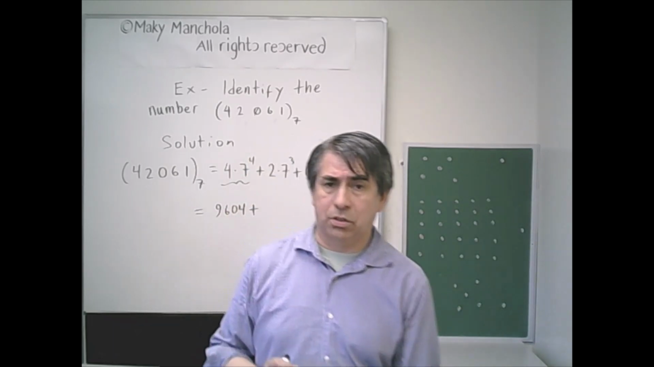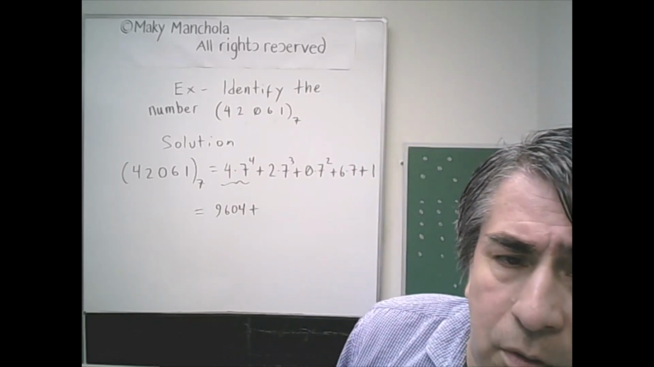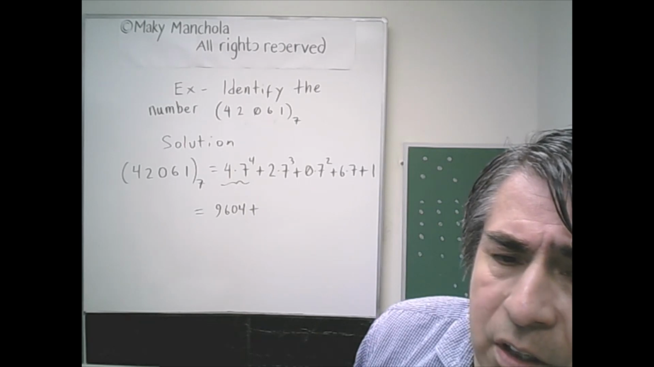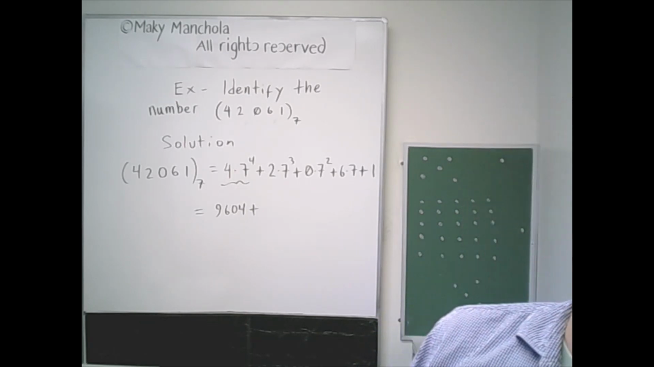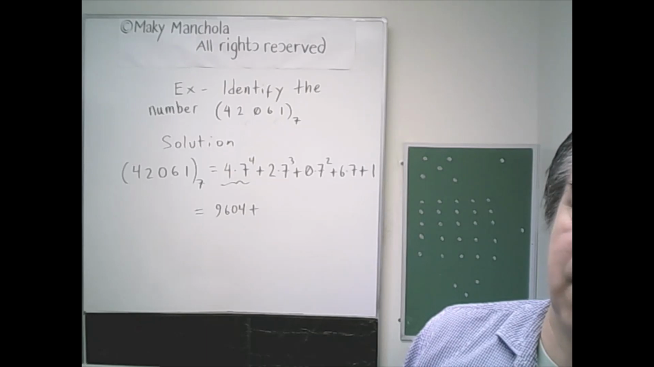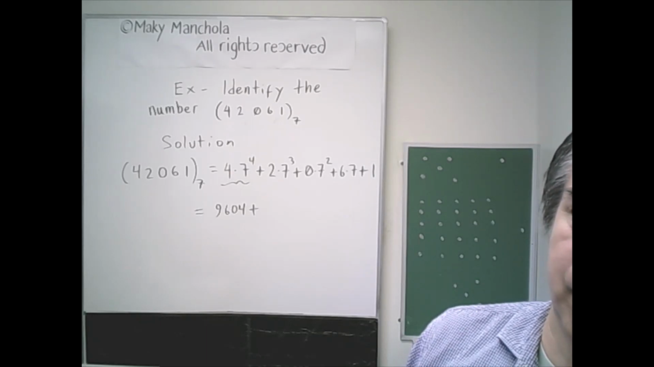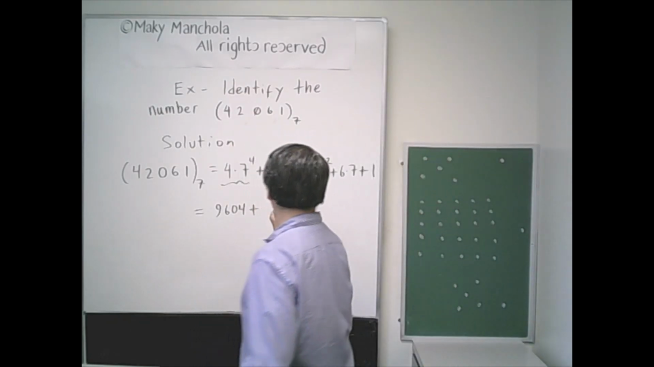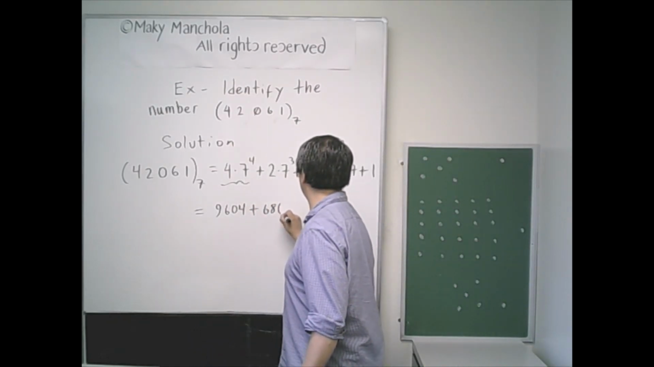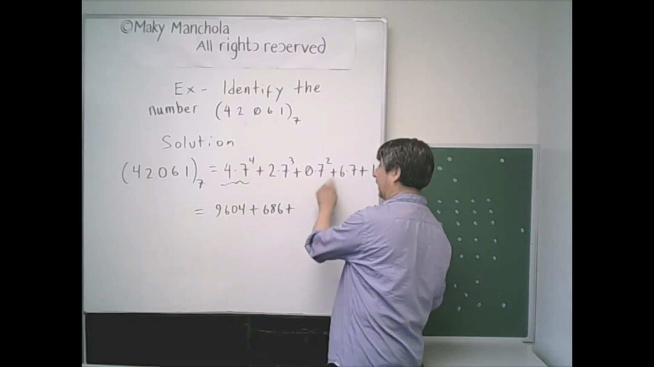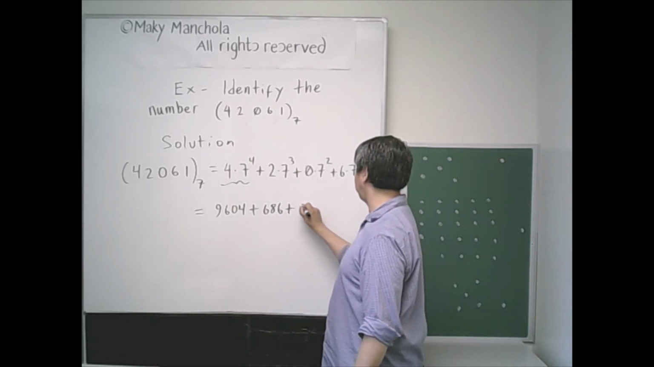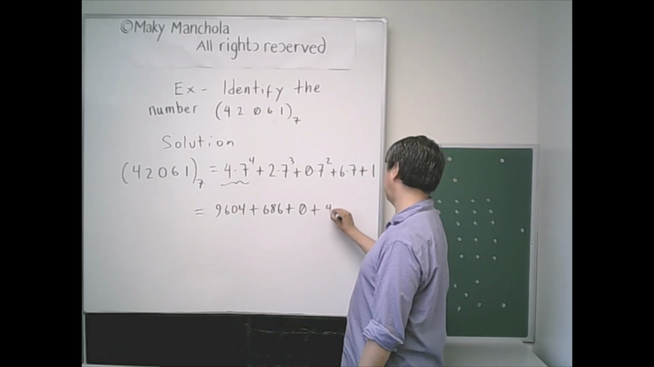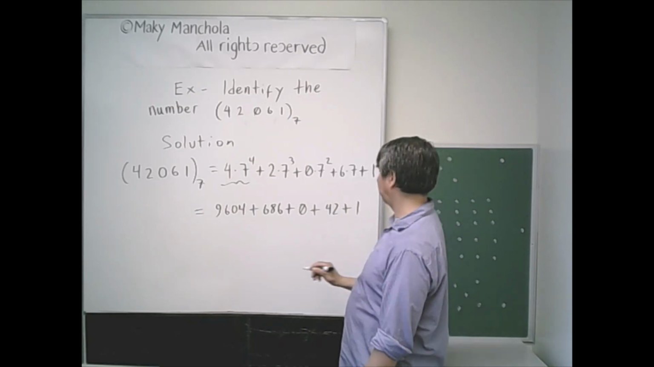Plus 2 times 7 to the 3rd, so 2 multiplied by 7 to the power 3, 686, plus, this one's easy, that's just 0, plus 6 times 7, which is 42, plus 1.